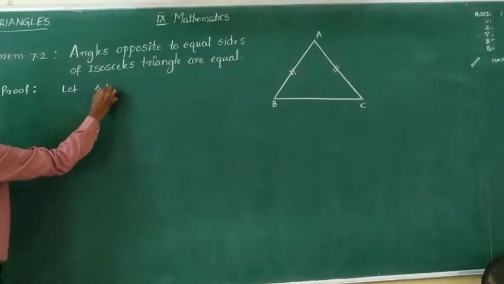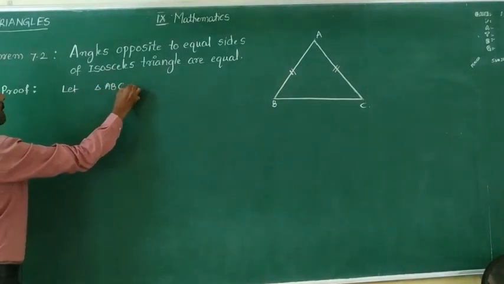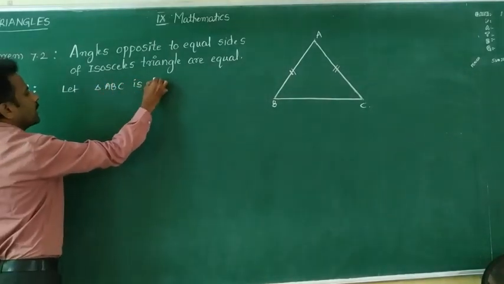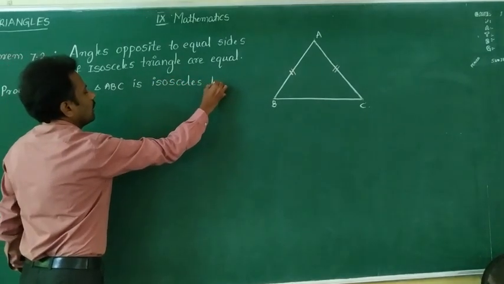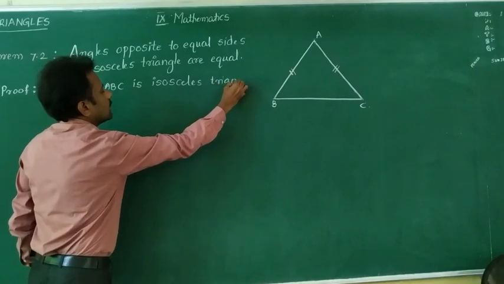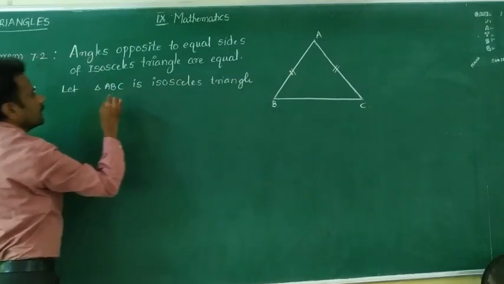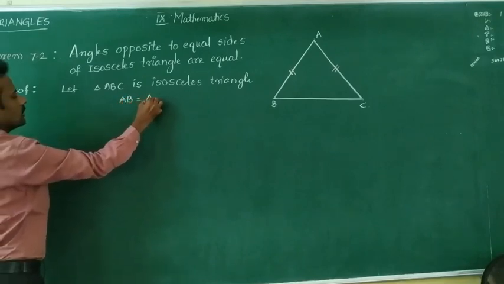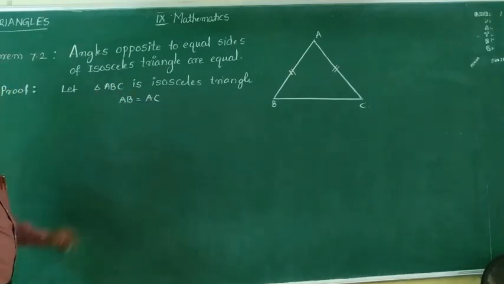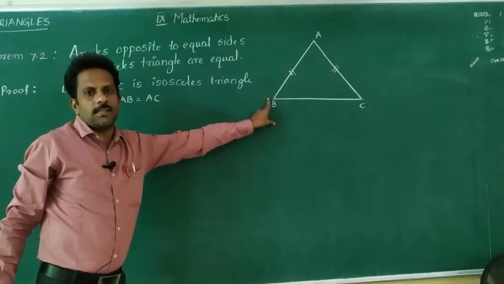Let triangle ABC be an isosceles triangle. What is called an isosceles triangle? A triangle in which two sides are equal, where AB equals AC. Okay, so this is given. From the given statement we have taken triangle ABC isosceles.